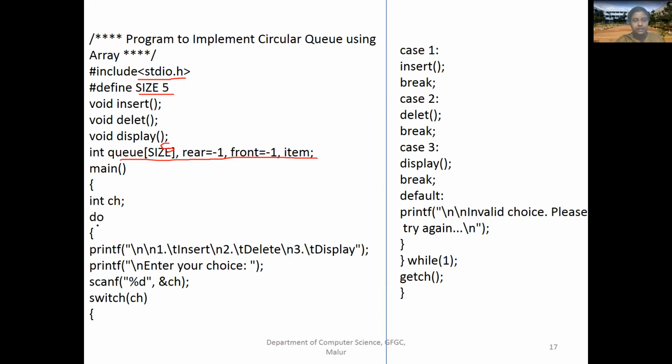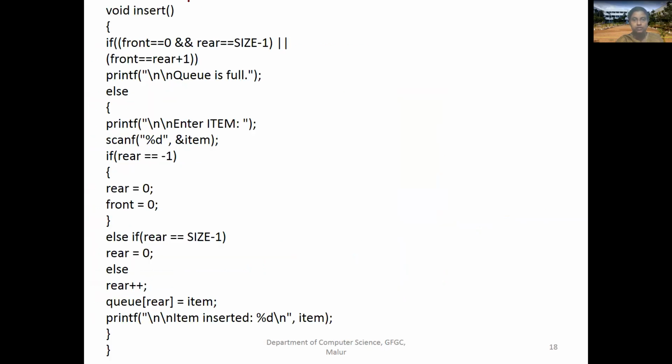Then in our main function, using a do loop, we have a choice. 1 is insert, 2 is delete, and 3 is display. So enter your choice. In case choice is 1, it will take you to insert, choice is 2 it will take you to delete, choice is 3 it will take you to display. We will see what will happen if choice is 1. Choice 1 means insert. As of now, front is -1 and rear is also -1. If front is 0 and rear is size -1, size -1 means 5 minus 1, 4.